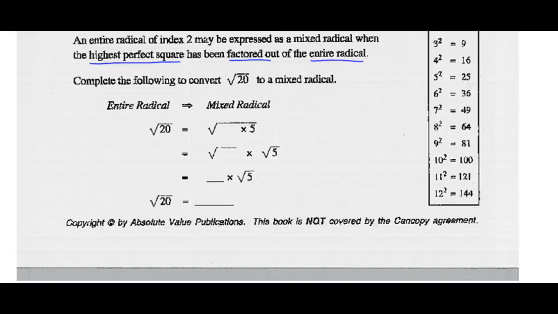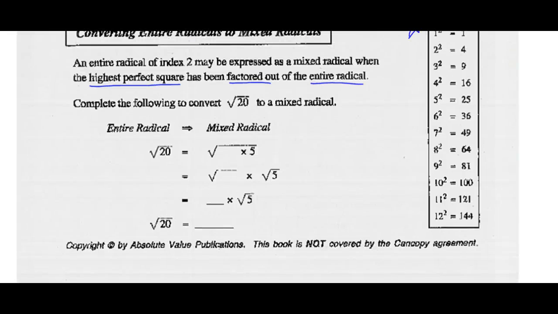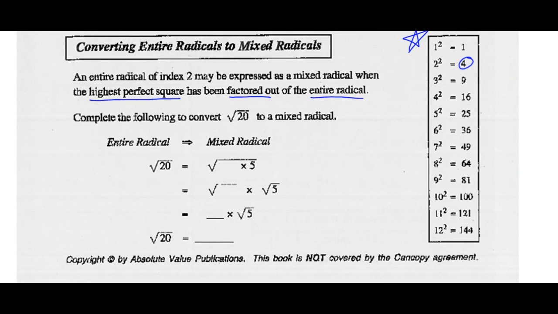So we can say the highest factor of 20 that's a perfect square is 4. So you'd say 4 times 5 is 20. Using our rules, we know that radical 4 times radical 5 is the same as the square root of 4 times 5. And we know that the square root of 4 is 2. So that's like saying 2 radical 5. So radical 20 is the same as 2 radical 5. So we've converted from an entire to a mixed radical using perfect squares that are factors of our radicand. All right.